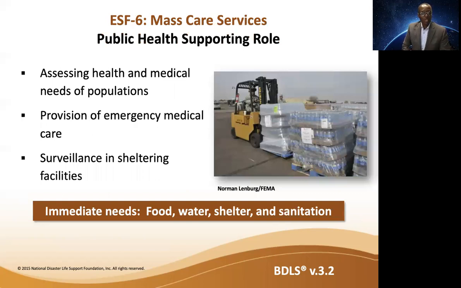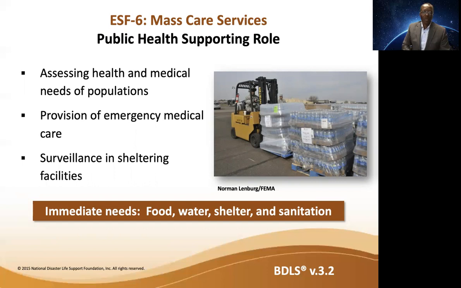Public health plays a supporting role in the provision of services to the affected masses. The primary agency that helps coordinate mass care and sheltering in the United States is the American Red Cross. However, public health may play several roles in this area, such as disease surveillance and core public health functions.